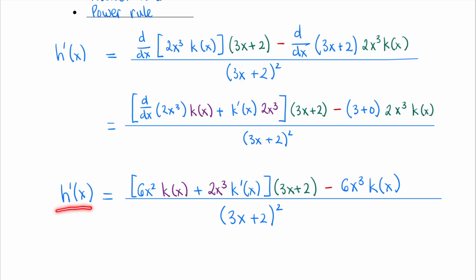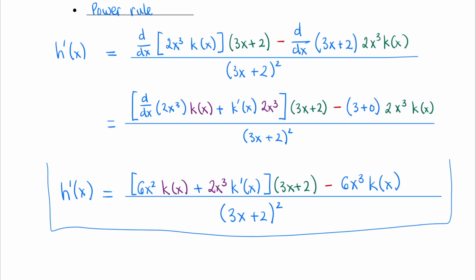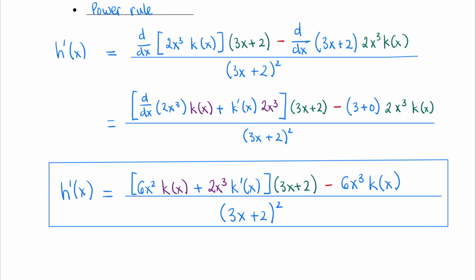So the derivative of h of x is 6x squared times k of x plus 2x to the third times k prime of x, multiplying by 3x plus 2, minus 6x to the third times k of x, all over 3x plus 2 squared. At this point, we already found the derivative. If the problem only asks you to find the derivative, you can stop here. You do not need to simplify it further unless the question asks you to.